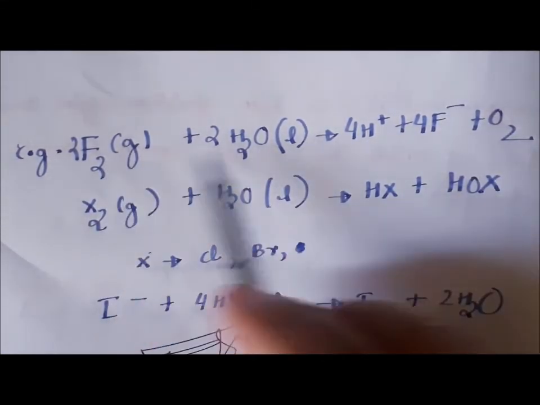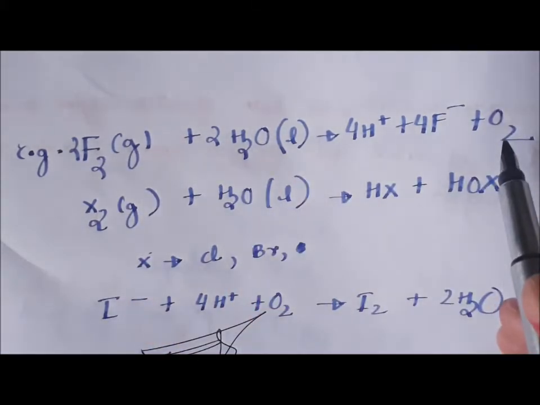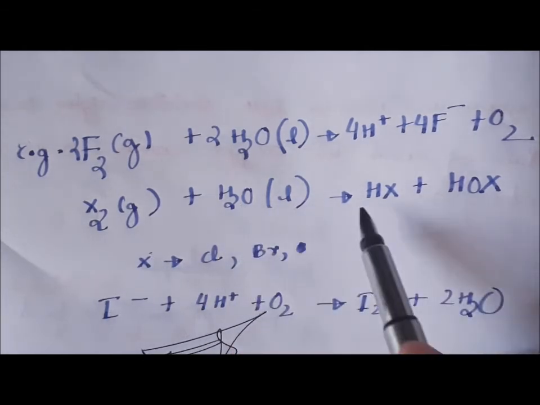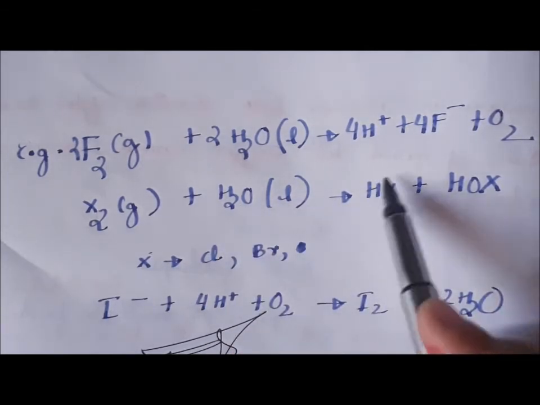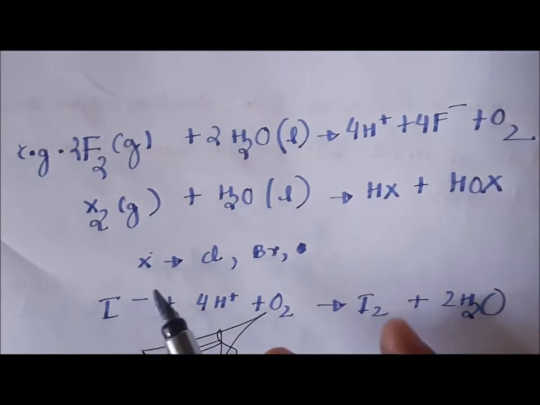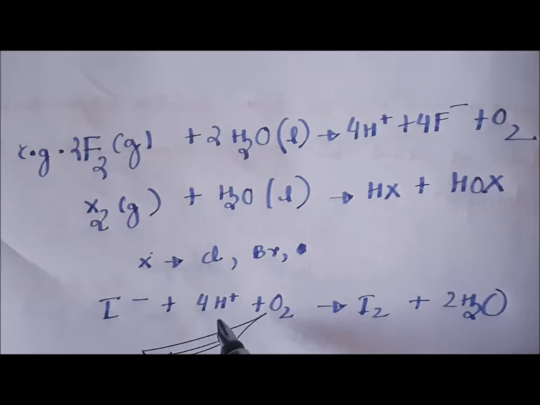Now the highest oxidizing nature of fluorine is shown by this example. When fluorine reacts with water, it oxidizes water to oxygen. Whereas the others react differently: chlorine and bromine in water form haloacids and oxoacids. Iodine is non-reactive in water, but iodide in acidic medium is oxidized by oxygen to iodine and water.